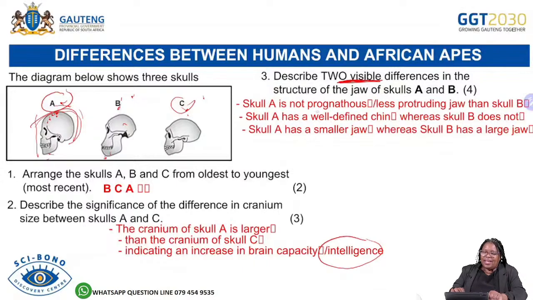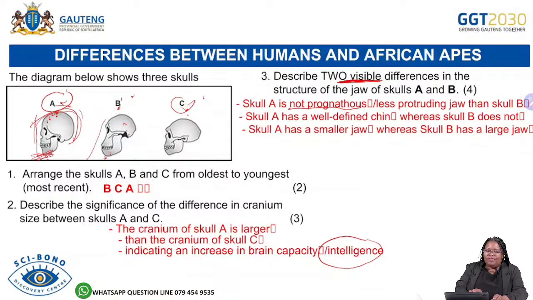Yes, we can see that. We've got a flat face and then less protruding jaws than skull B, because this B is like a slope. But here we are seeing a flat face. Hence we are saying skull A is not prognathous. Less protruding jaws than skull B. It's a mark. Or you can say skull A has a well-defined chin.